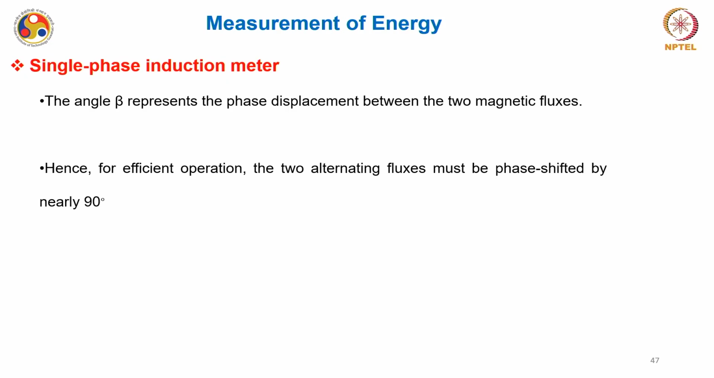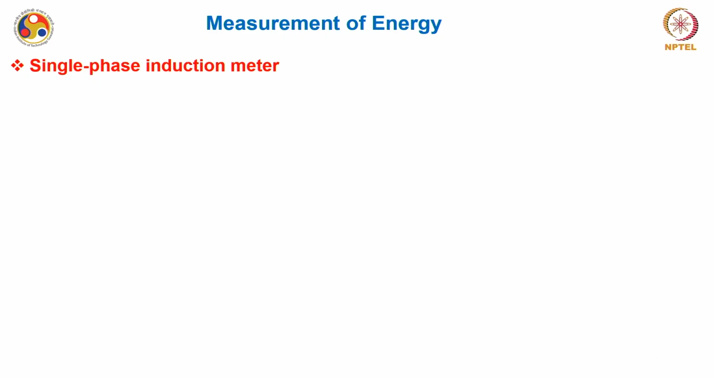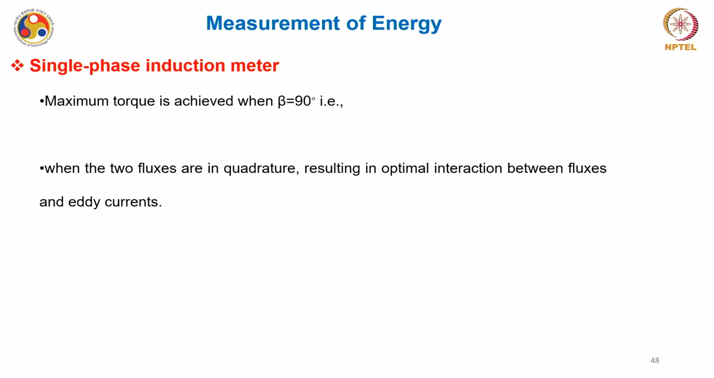The angle beta represents the phase displacement between two magnetic fluxes. Hence, for efficient operation, the two alternating fluxes must be phase shifted by nearly 90 degrees. It should be very near to 90, or it should be 90. All right. So, maximum torque is achieved when beta is 90 degrees. When two fluxes are in quadrature, this will result in optimal interaction between the fluxes as well as the eddy currents. So, this is the fundamental of how the energy meters work.